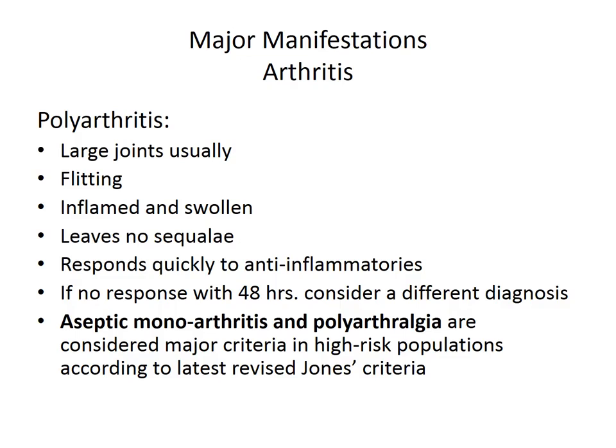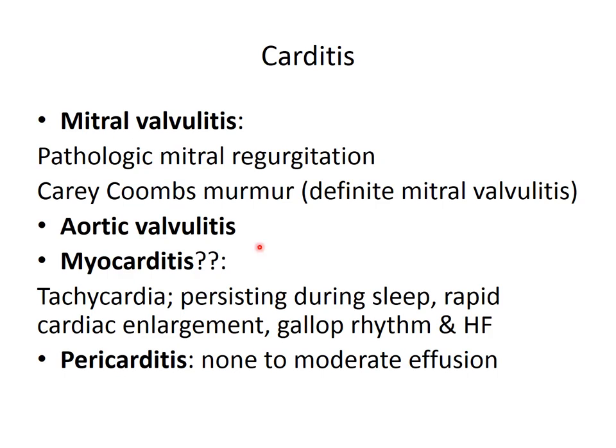Aseptic monoarthritis and polyarthritis are considered major criteria in high-risk populations, according to the latest revised Jones criteria. Carditis is the next commonest major criterion. This is mainly endocarditis and pericarditis. The endocarditis affects mainly the valves, and the mitral valve, as we have already said, is the most commonly affected valve. The mitral valvulitis causes a pathological mitral regurgitation and may cause a Carey-Coombs murmur, and when you hear that, you have a definite mitral valvulitis.